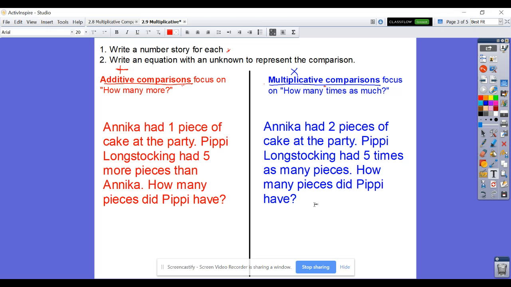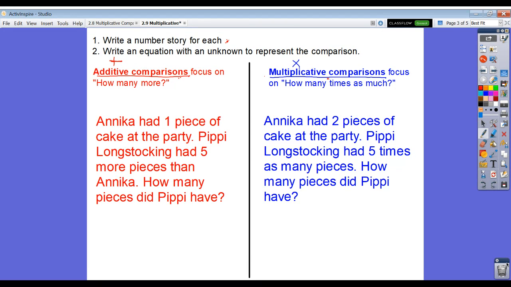Hope you had some fun coming up with your own number stories. Here are mine. And if you're in my class, you know we've been reading Pippi Longstocking for fun, so I was inspired by that book. If you haven't read it before, it's a really funny, excellent book. Highly recommend.